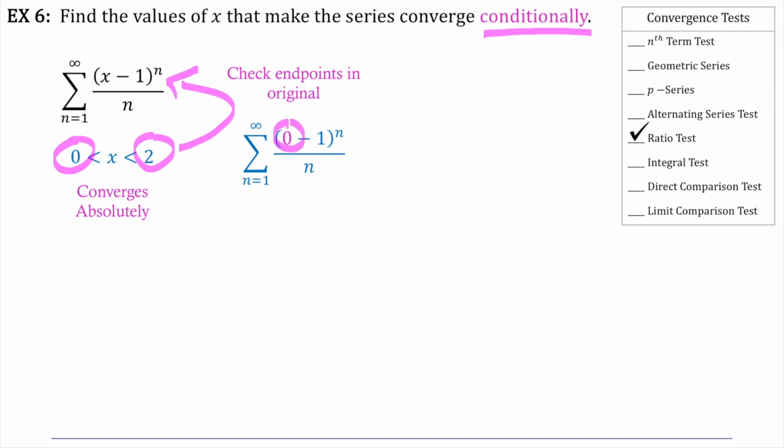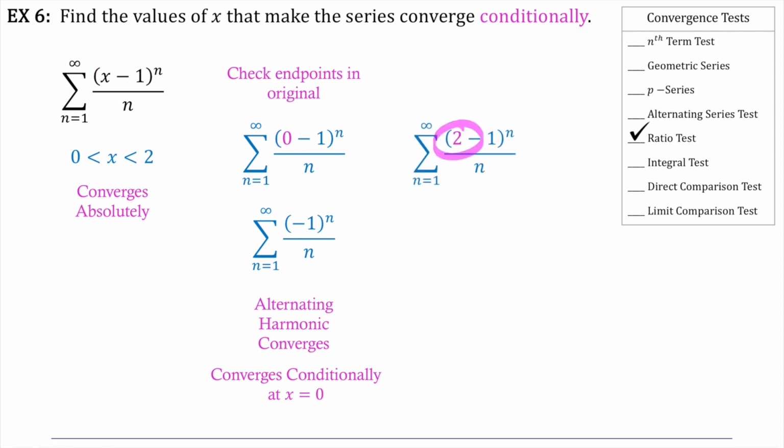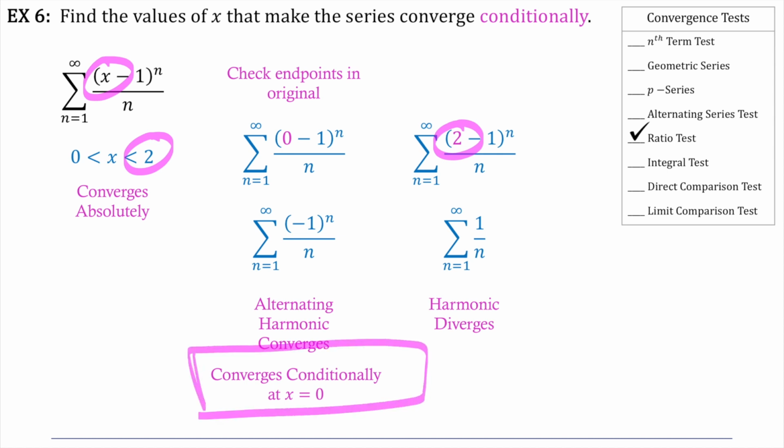So I'm going to plug 0 in for x, clean this up a little bit, and it's the alternating harmonic series, and I know that converges. So if x equals 0, the series converges conditionally. Now let's check the other endpoint. So now I'll plug in 2 for the x value, and I get just 1 over n. That's the harmonic series. It diverges. So the only place that this series converges conditionally is if x equals 0.